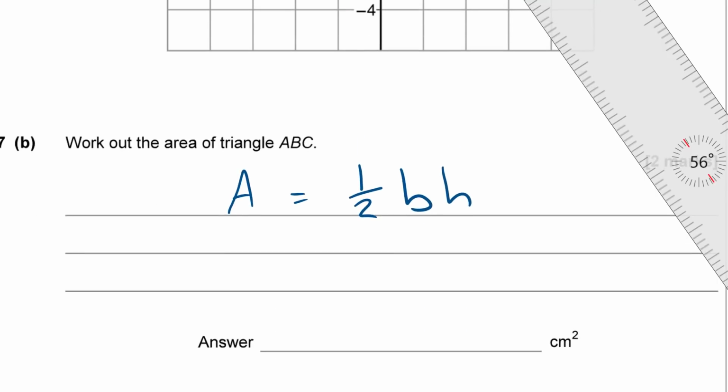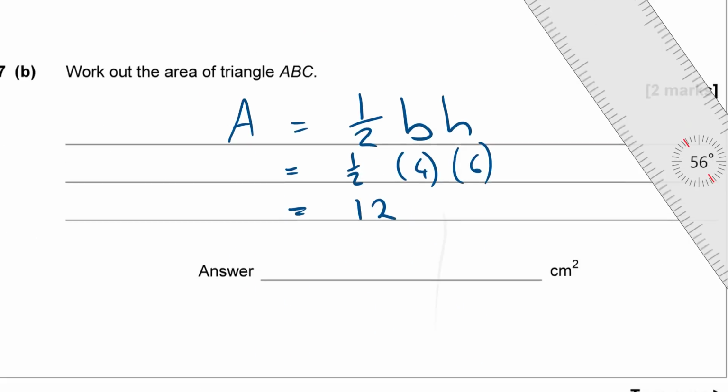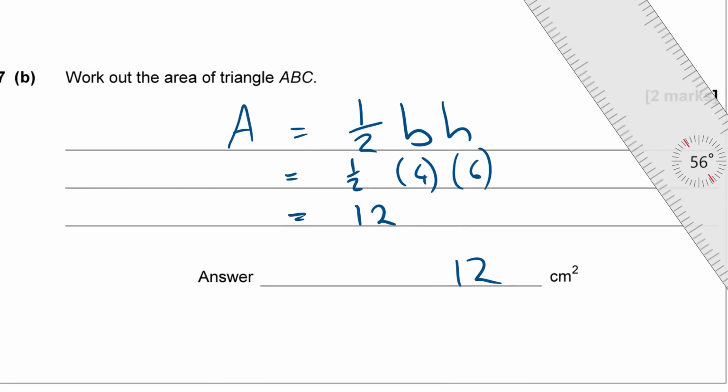Let's sub those into the formula and find out the area. So that's a half times the base, which was 4, and the height, which was 6. So half times 4 times 6. Now you can either multiply the 4 and the 6 together, give yourself 24, and then halve it, give yourself 12, or you can halve one of the numbers and then multiply it by the other one. So half of 4 is 2, and 2 times 6 is 12. Either way, the area is 12 centimeters squared. So the answer is 12 centimeters squared.